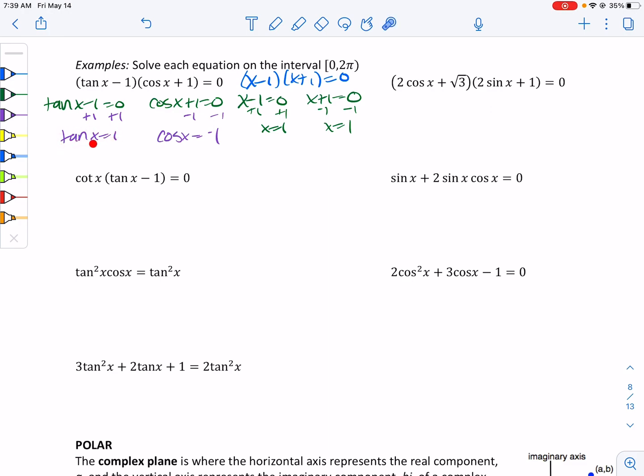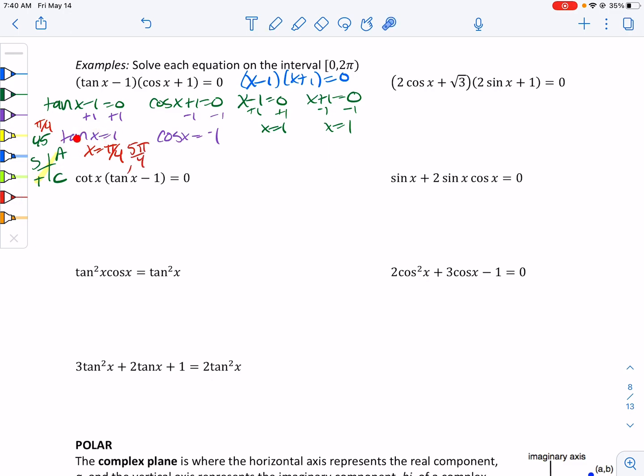If I want the tangent to be 1, that means I need the x and y values to be matching. They're matching at 45 degrees. Notice in our instructions that we're solving from 0 to 2 pi. If it's 0 or 2 pi, you're going to pick 0 since it has the bracket and not 2 pi since it has the parenthesis. In our tangent, we've got all students take calculus, so the tangent is positive in the first and the third quadrant. We want our 45-degree reference angle, which in radians is pi fourths, in our first quadrant, which is just pi fourths. And then we also want the pi fourths reference angle in the third quadrant, which gives us 5 pi fourths.